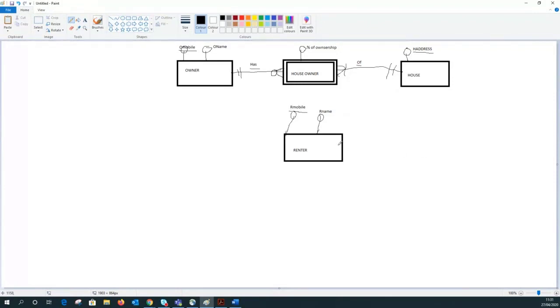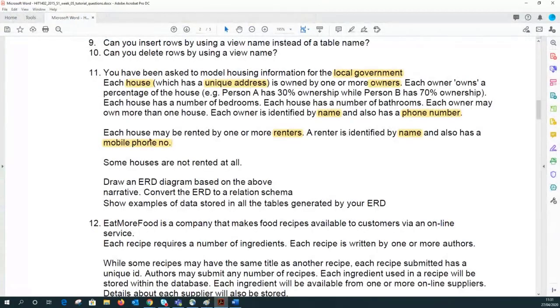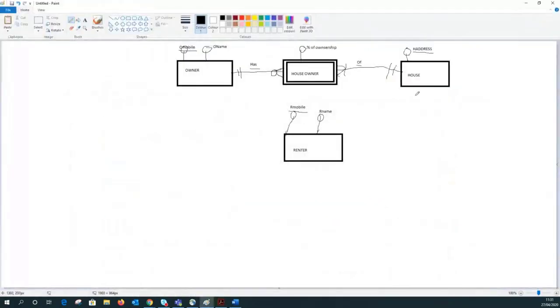So what it says is renters are renting the houses, right? Is there any limitation that one renter can rent only one house? No, right? So one renter can rent many houses, and one house can be rented by many renters as well. That is what it says here, isn't it? Each house may be rented by one or more renters, right? So each house can have many renters. So it looks like again a many-to-many relationship between the house and the renter.